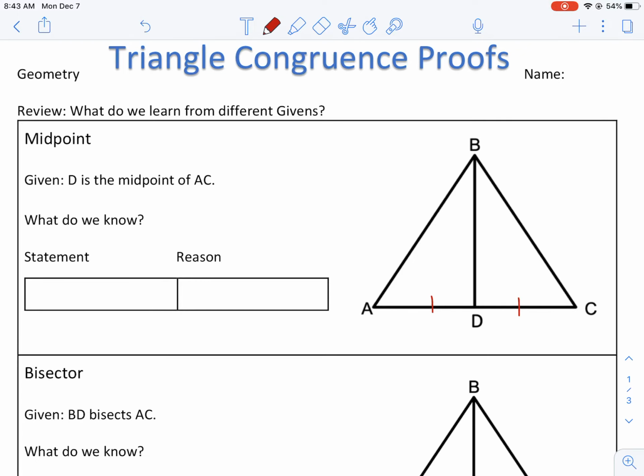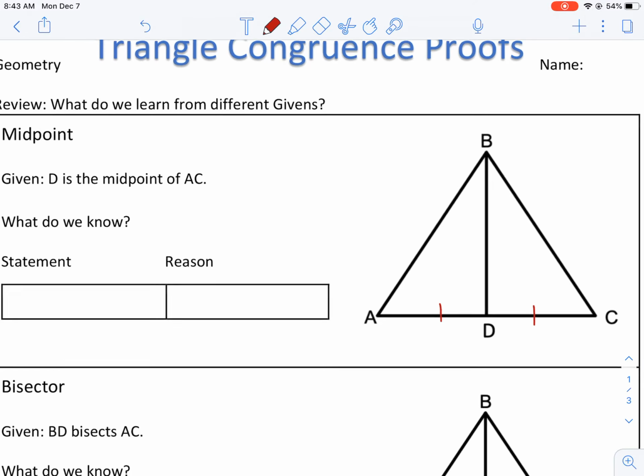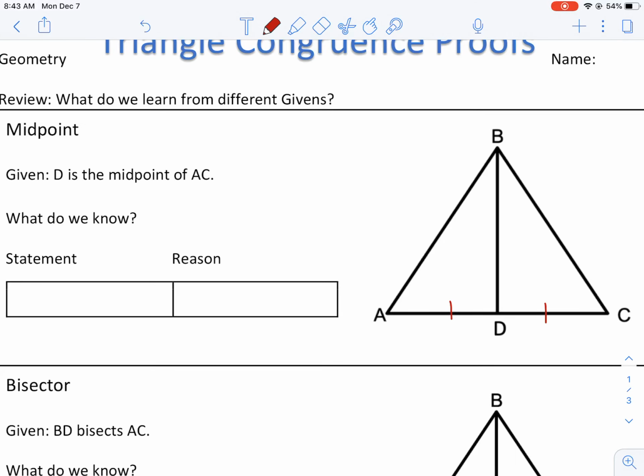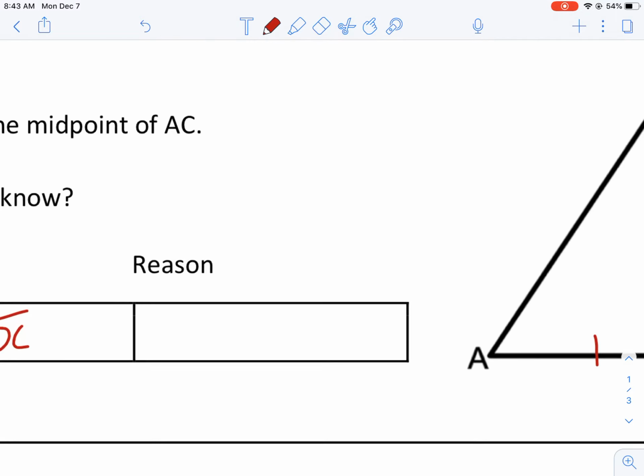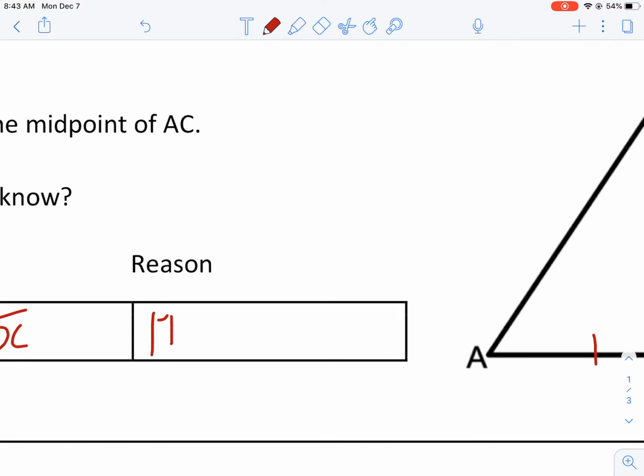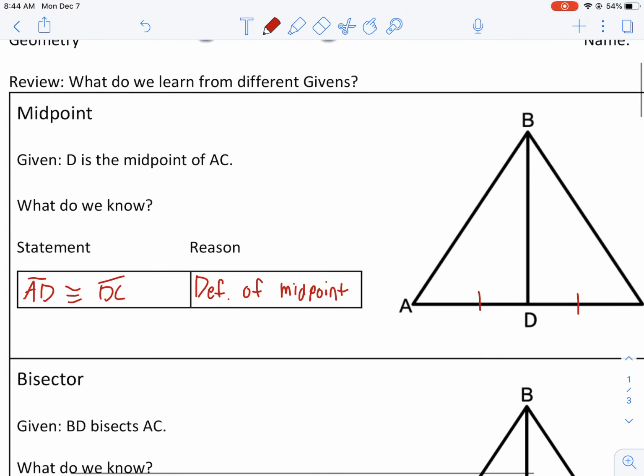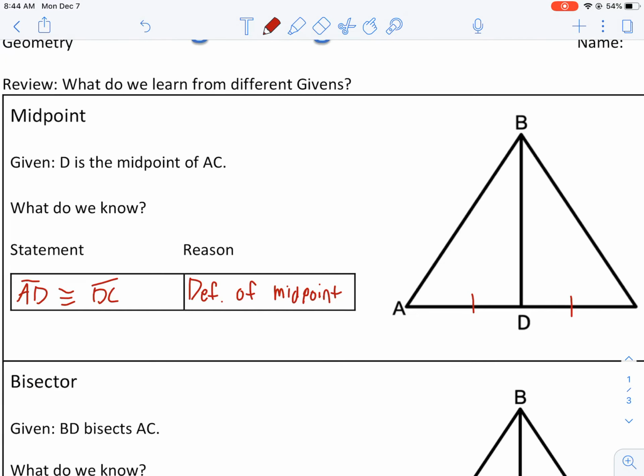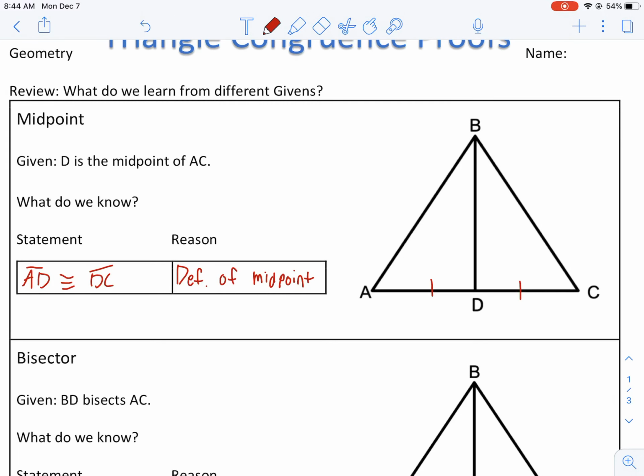So if we were given that D is the midpoint of AC, we would follow that up by saying, okay, AD is congruent to DC, all right? And the reason would be midpoint, or definition of midpoint. Let's just say definition of midpoint since I'm the teacher, but you guys can just write midpoint if you want. But that's what you would be able to write down for that given. So if you're ever given anything about the midpoint, or if you forget what you should do, come look at this. All right, this could help.